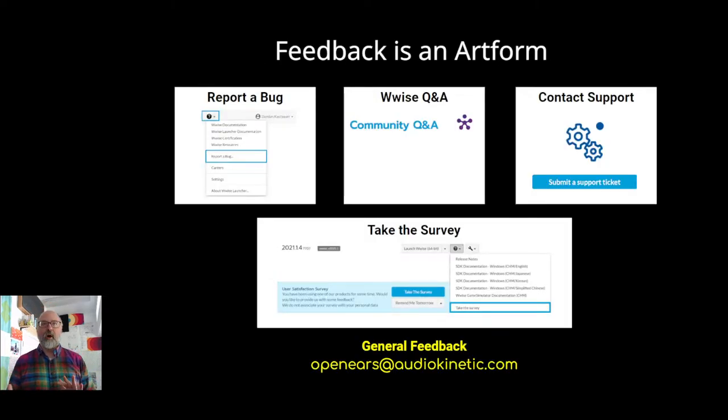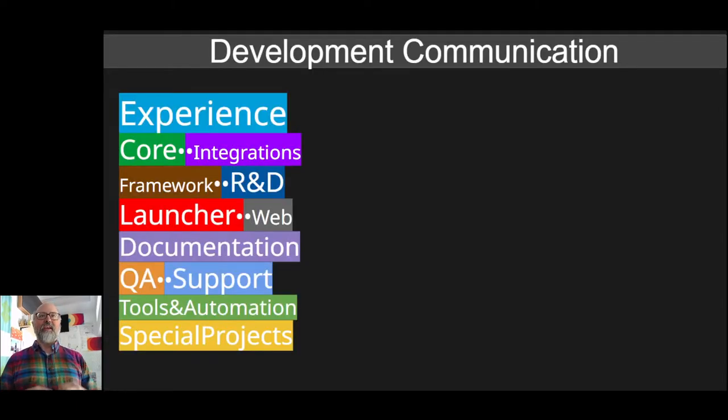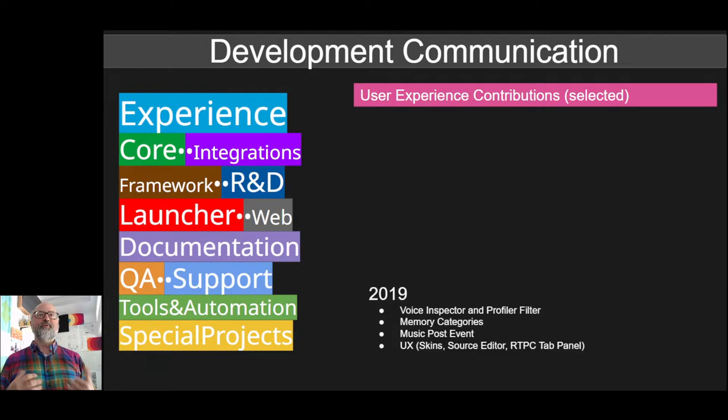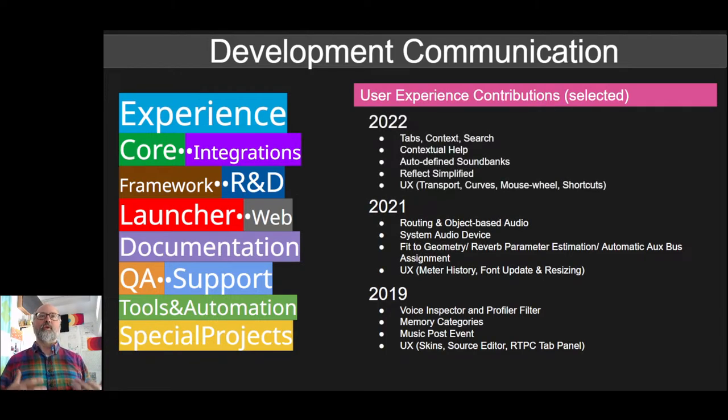So whether you're reporting a bug, engaging with the Wwise community Q&A, communicating directly with support, or taking the feature release survey associated with each release, the information you provide as part of the beta finds its way back to the teams at the center of Wwise development. It contributes to the stability of the full release and helps drive features for each release towards greater usability. So super important to, if you have the time, help provide that perspective so we can continue to grow in the direction of your workflows.